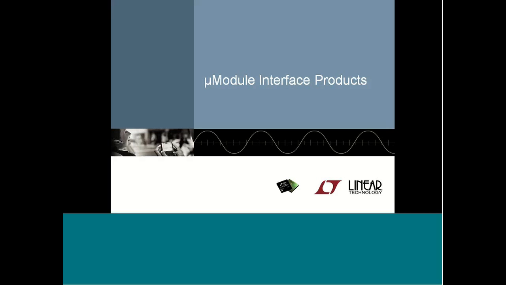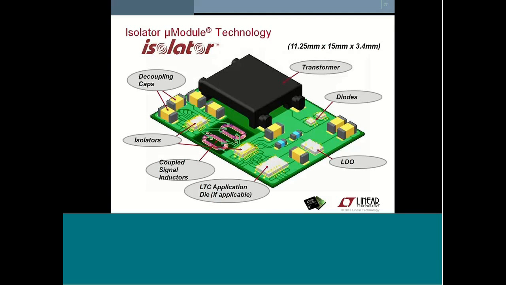I prepared 5 more slides. I hope we can run through them very quickly, because micro module technology is applied also to our interface products. Just to show you very quickly how it is built: the isolator technology contains coupled signal inductors inside, some transformer just to isolate the input and output, some power elements, some diodes, and the application die.